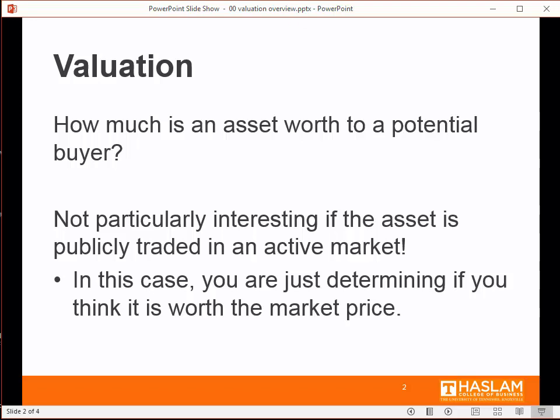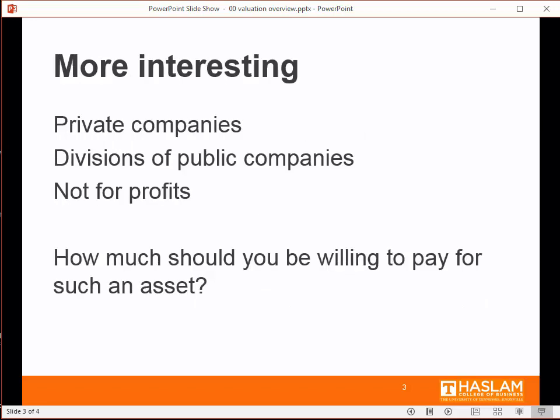that useful an exercise. Rather, what's a whole lot more useful is figuring out how much a private company ought to be worth, a division of a public company ought to be worth if you're considering, for example, purchasing that, how much not-for-profits are worth, for example, community hospitals, and what you again want to know is how much would you be willing to pay for such an asset.